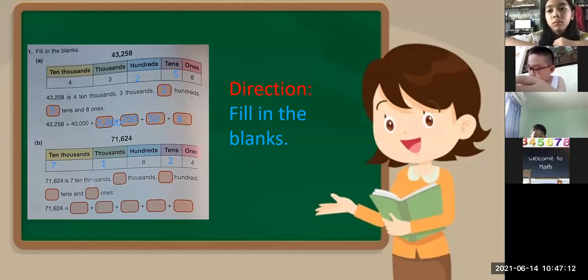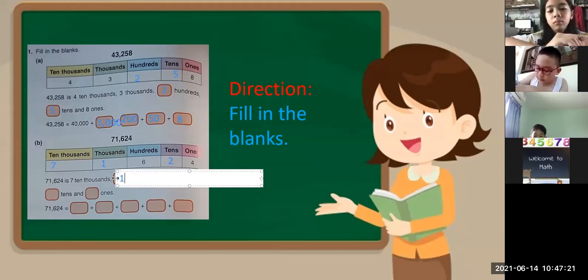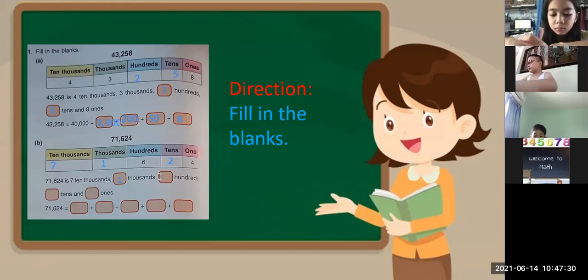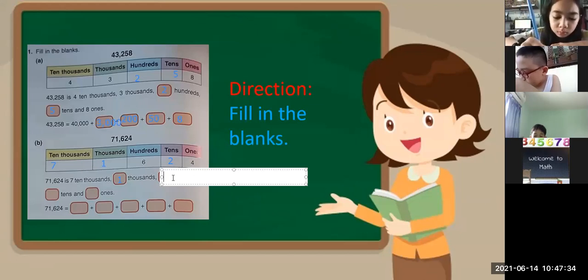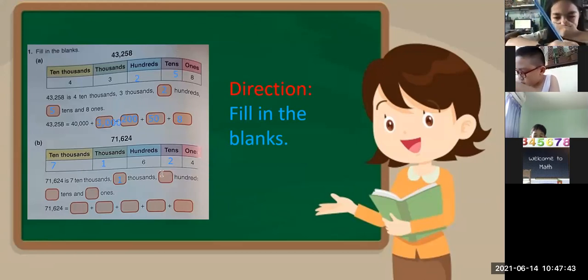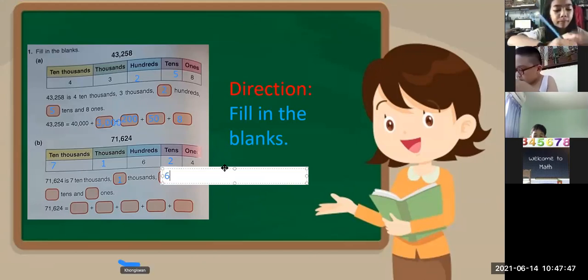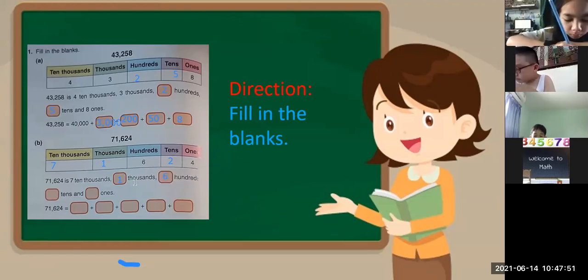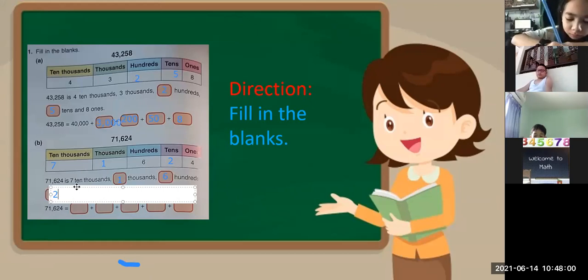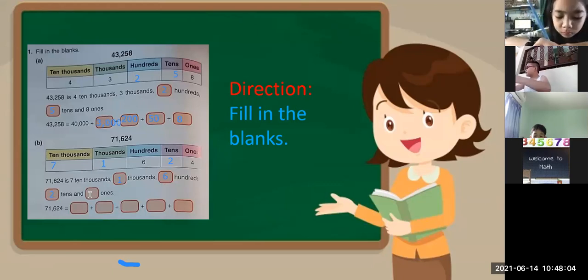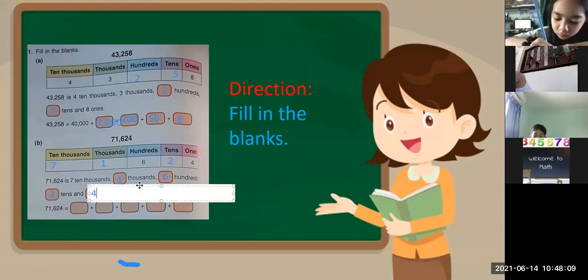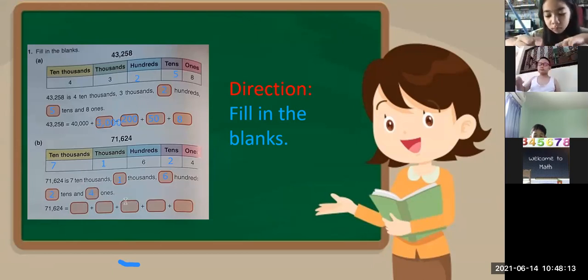Now how about in sentence form? 71,624 is 7 10,000s and, of course, 1,000. And in hundreds place, the answer here is 6. Let me write again here. So 1,600, and how many tens are here? There are 2 tens. And how many ones? There are 4 ones.